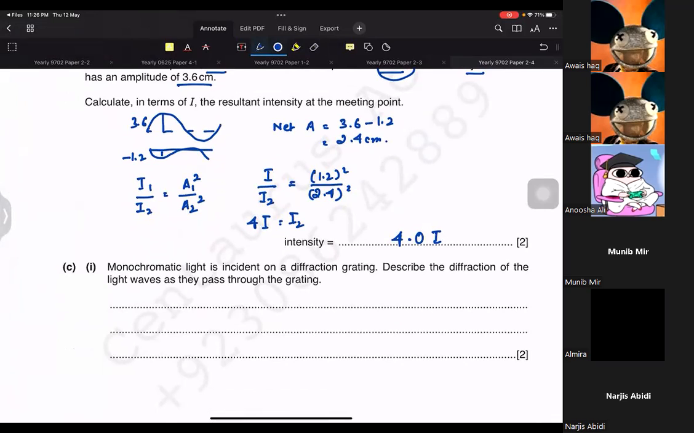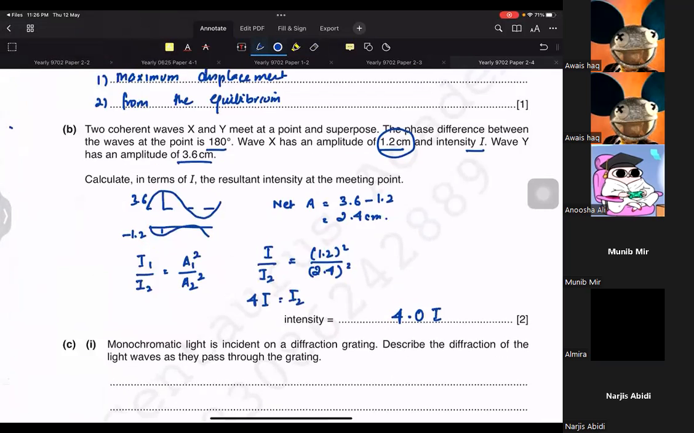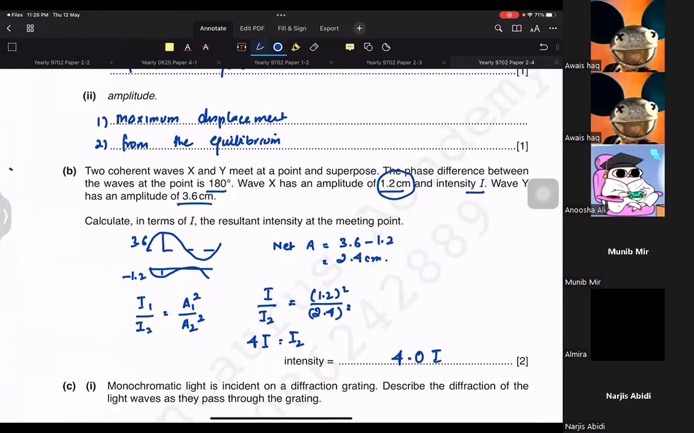Monochromatic light is incident on a different... Yes. Do you always subtract them, the amplitudes? No. If this was like 0 degree or 360 degrees, then yeah, I would, because both would be like this. Okay. 180 means that this is destructive interference.